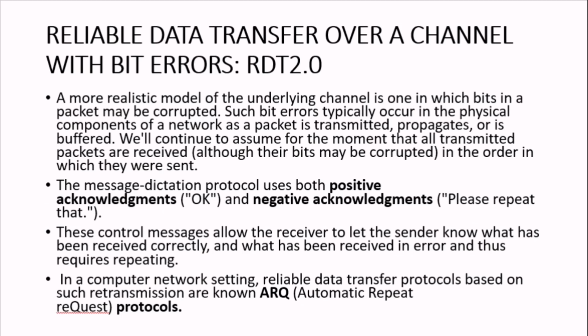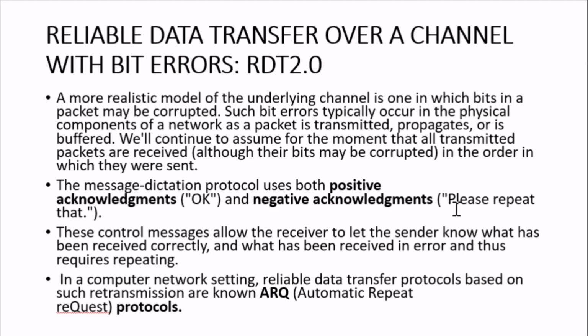So this is a more realistic model compared to RDT 1.0. The messages in the protocol will use positive acknowledgement and negative acknowledgement. Positive acknowledgement shows it is okay, and negative acknowledgement shows that please repeat that, meaning that you need to send the data again to the receiver side.